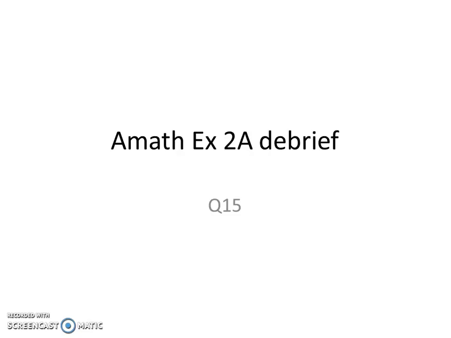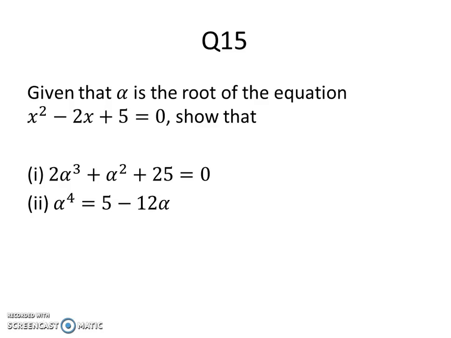Hi guys, this is the exercise 2A debrief for question 15. This is the infamous question that a lot of you struggle with. Given that alpha is a root of the equation x squared minus 2x plus 5 equals 0, show that 2 alpha cubed plus alpha squared plus 25 equals 0. And part 2, alpha to the power 4 is equivalent to 5 minus 12 alpha.